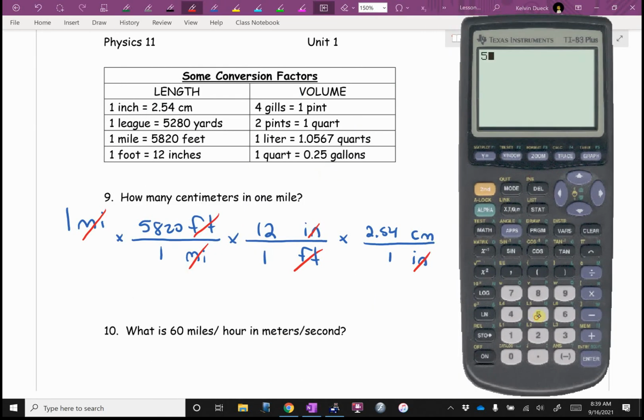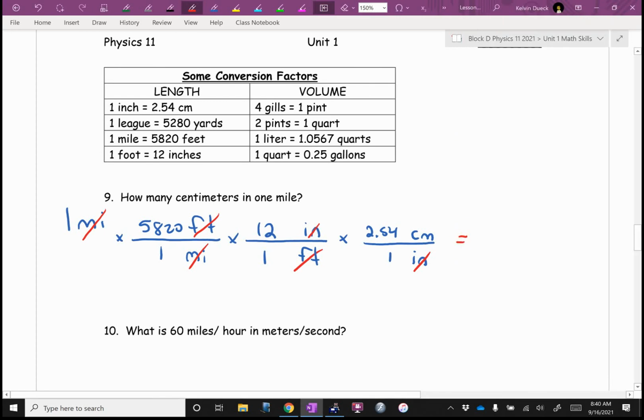So 5,280 times 12 times 2.54. Sorry? Did I make a typo? Do you get 177,393.6? Yeah? Technically I should only go to maybe 2.6, but I'm going to write the whole thing. 177,393.6 units. Centimeters.